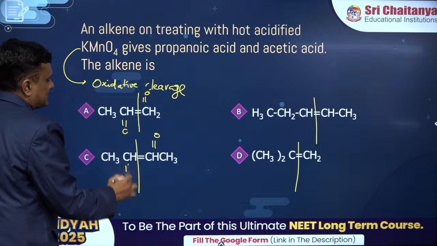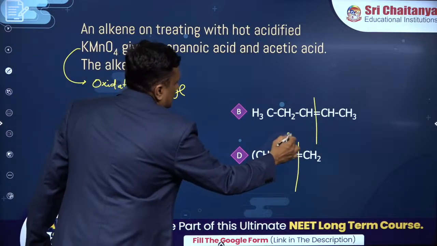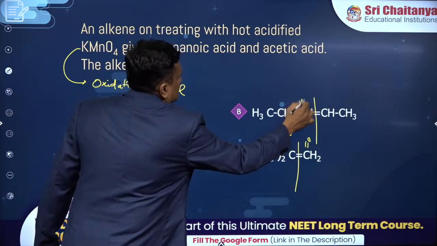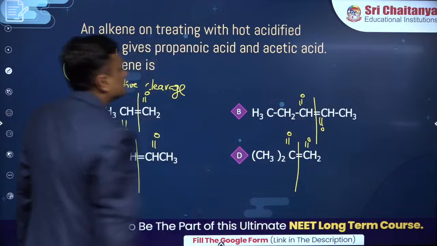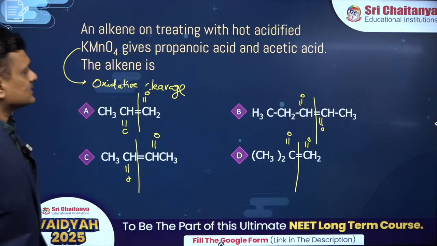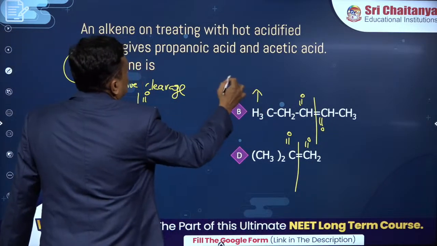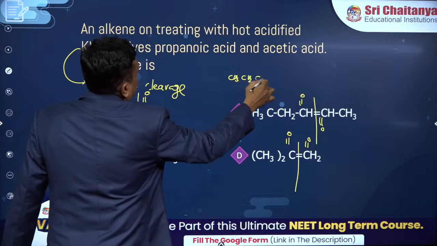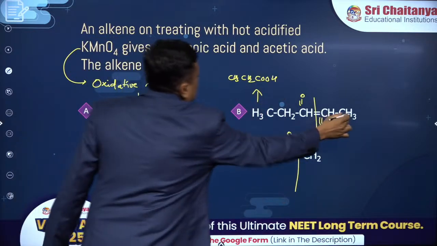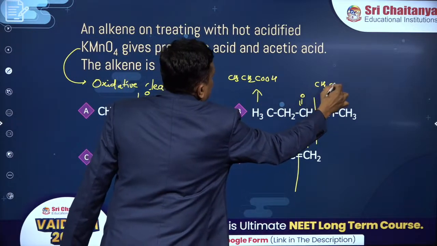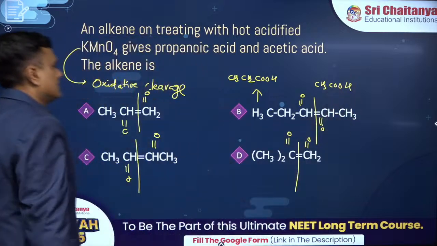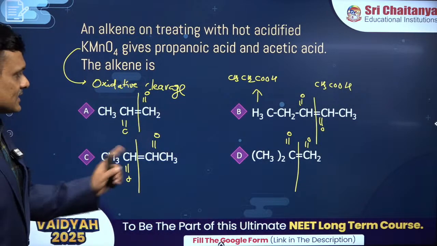First you will get aldehydes or ketones, and later they will be oxidized further to give you the carboxylic acids. So you can see propanoic acid, CH3CH2COOH, and acetic acid, CH3COOH. First you will get an aldehyde which later converts into the carboxylic acid. You see, the other compounds are not giving this.